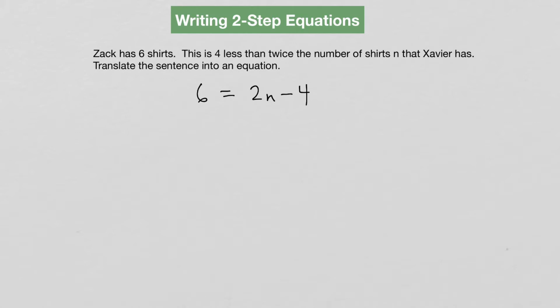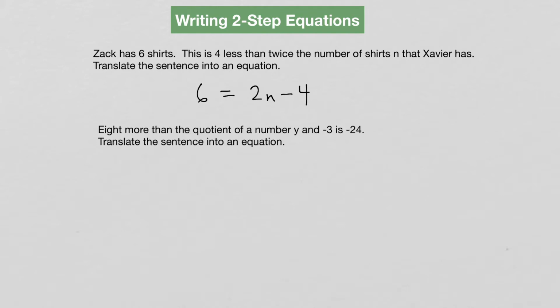Okay? So let's review this. Zach has 6 shirts. That is 4 less than, minus 4, twice the number of shirts N that Xavier has. So this is Zach, and Xavier has N shirts. Okay? Let's try another example.